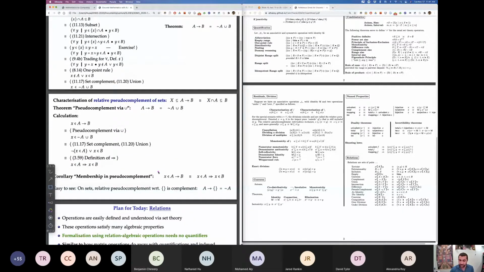So this is pretty neat, and then you can regain complement as dividing by 0 in some sense. Okay, so that's pretty neat. Right. Okay, great.